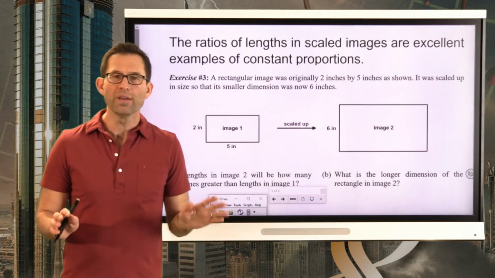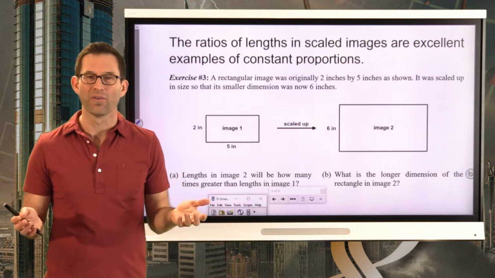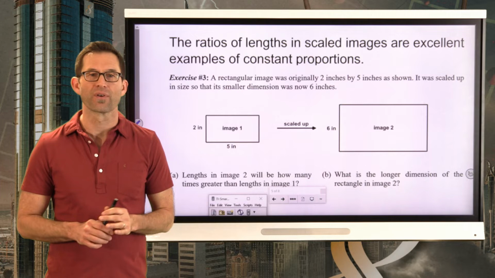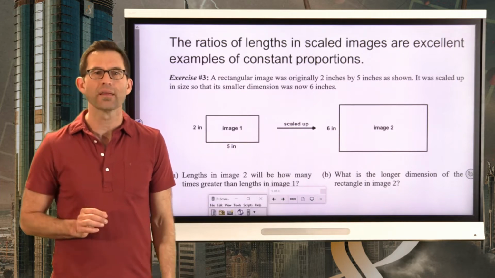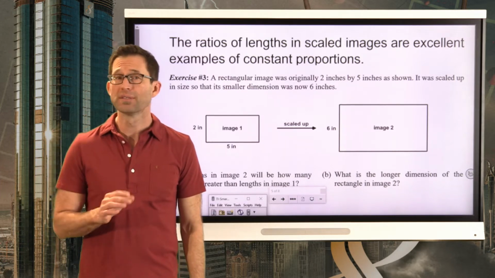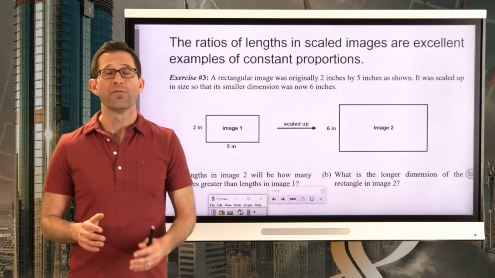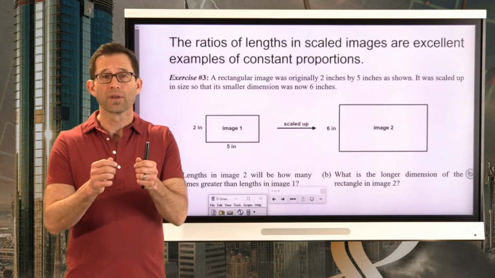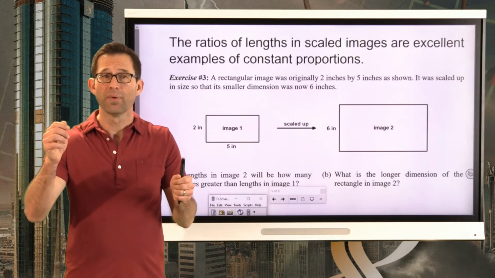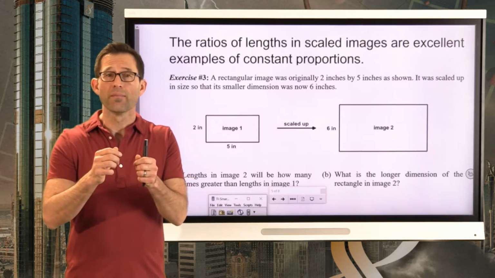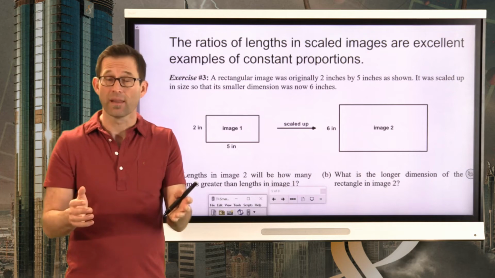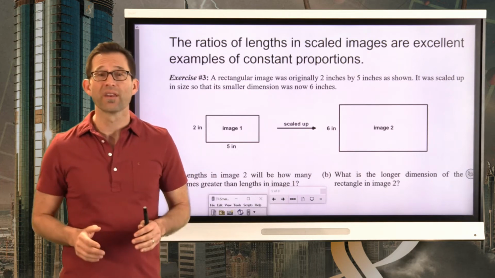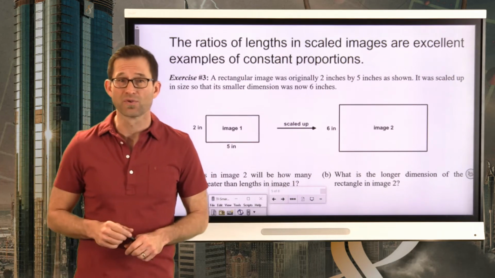So, ratios of lengths that get scaled in images are really good examples of constant proportions. You saw scaling a little bit back in Math 7, but it's the easiest idea on earth, right? If you've ever taken a picture with a digital camera and then stretched it to make it bigger or shrunk it down to make it smaller, that's scaling, okay? So let's take a look at an example of that in the next two exercises.